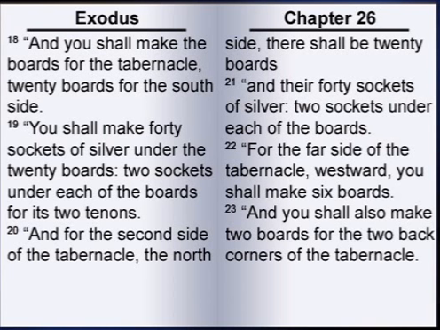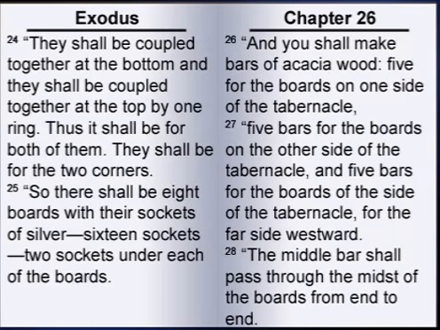For the far side of the tabernacle westward you shall make 6 boards, and you shall also make 2 boards for the 2 back corners of the tabernacle. They shall be coupled together at the bottom, and they shall be coupled together at the top by one ring. Thus it shall be for both of them, they shall be for the 2 corners. So there shall be 8 boards with their sockets of silver, 16 sockets, 2 sockets under each of the boards. And you shall make bars of acacia wood, 5 for the boards on one side of the tabernacle, 5 bars for the boards on the other side of the tabernacle, and 5 bars for the boards of the side of the tabernacle for the far side westward.